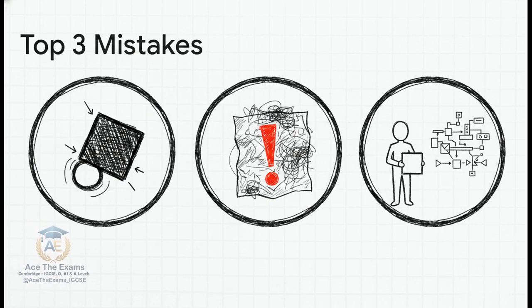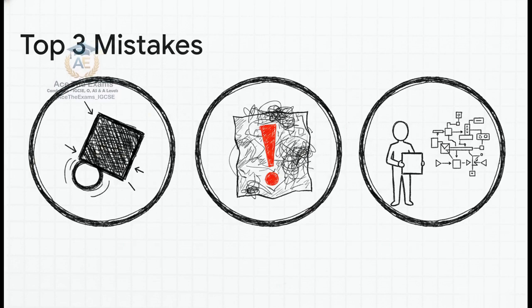Mistake number 1. The wrong approach for the context. We see this all the time. This happens when a stressed student uses the equations designed for uniform electric fields in a question clearly describing a radial field context. It immediately shows the examiner a fundamental lack of conceptual understanding.